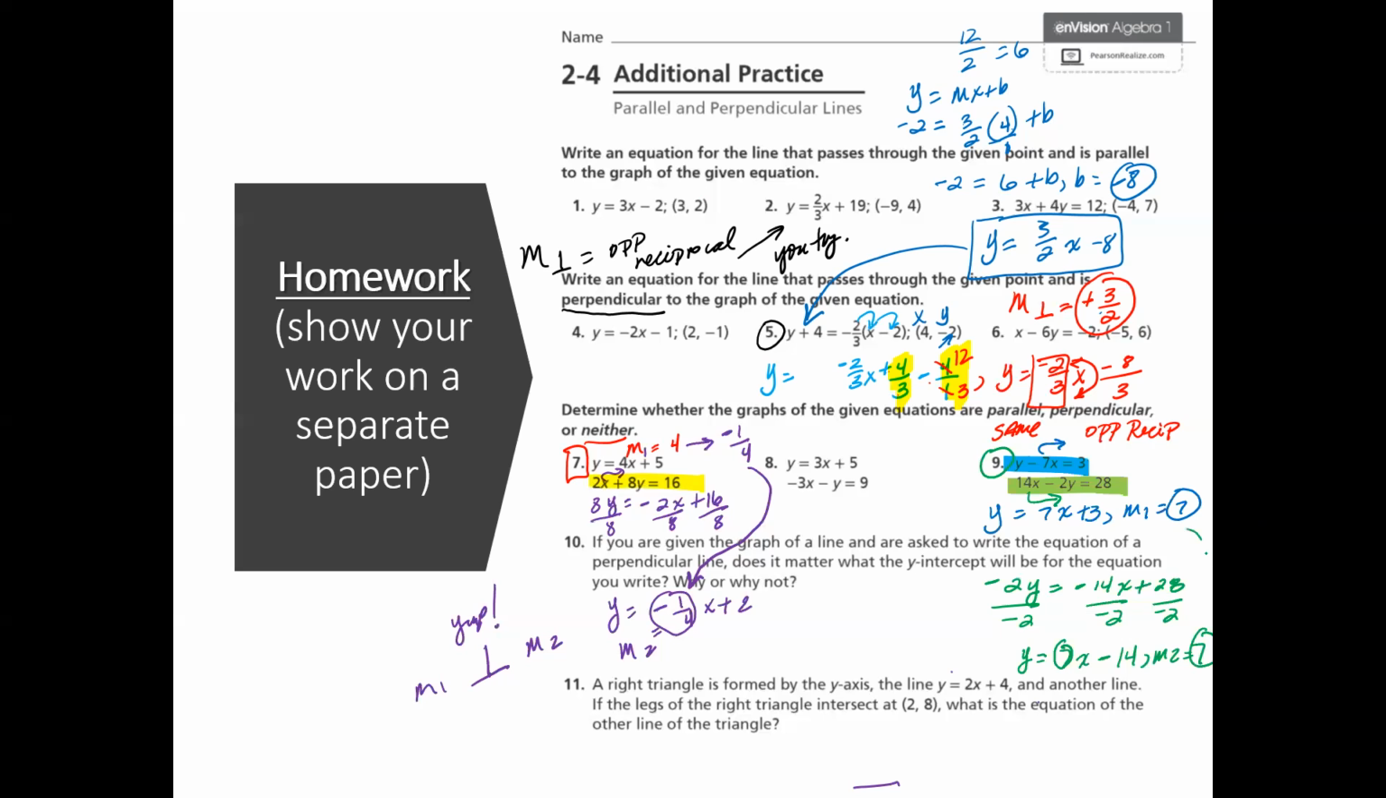Now, looking at these two slopes, what do you guys notice? They're exactly the same. So what can I say about number 9? Slope 1 is parallel. These two little lines mean they're parallel to slope 2.